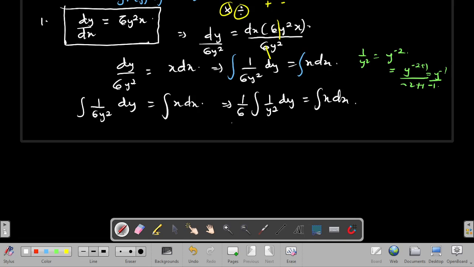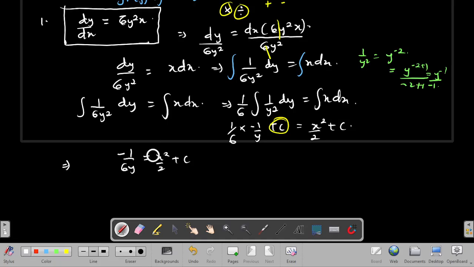So I'm simply going to have 1 over 6 multiplying negative 1 over y plus c is equal to, when you integrate x, it becomes x squared over 2 plus c. Please, whenever you are doing a separable differential equation, don't repeat the constant. Choose only one. So let's get rid of the one on our left side, okay? Let's get rid of this and maintain only this. It doesn't change anything. So our equation then becomes negative 1 over 6y is equal to x squared over 2 plus c, simply like this.